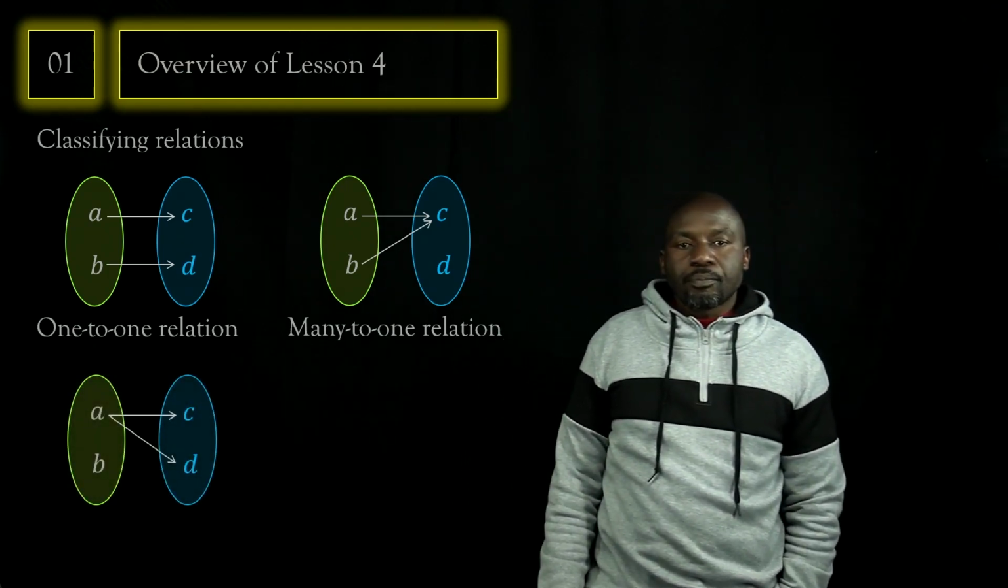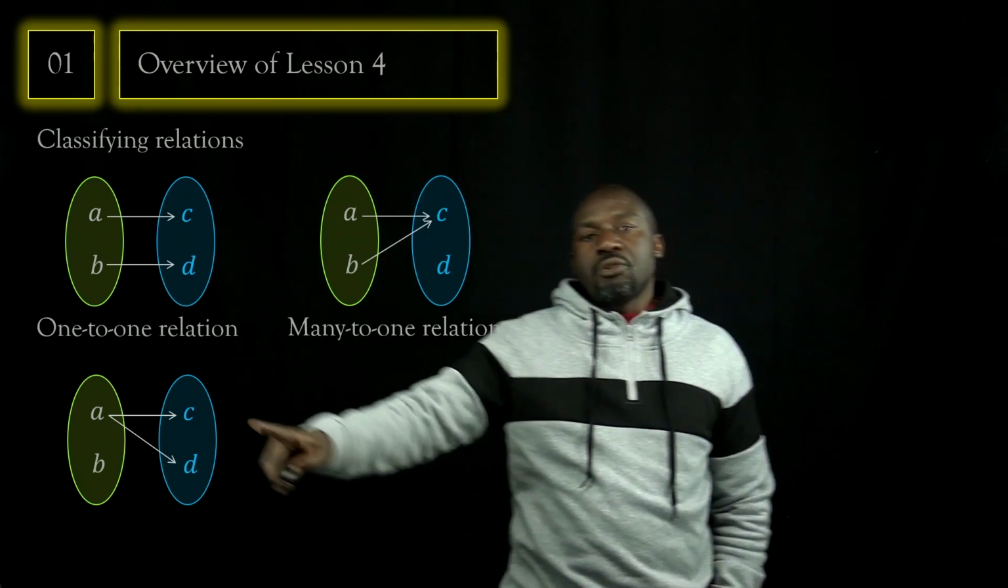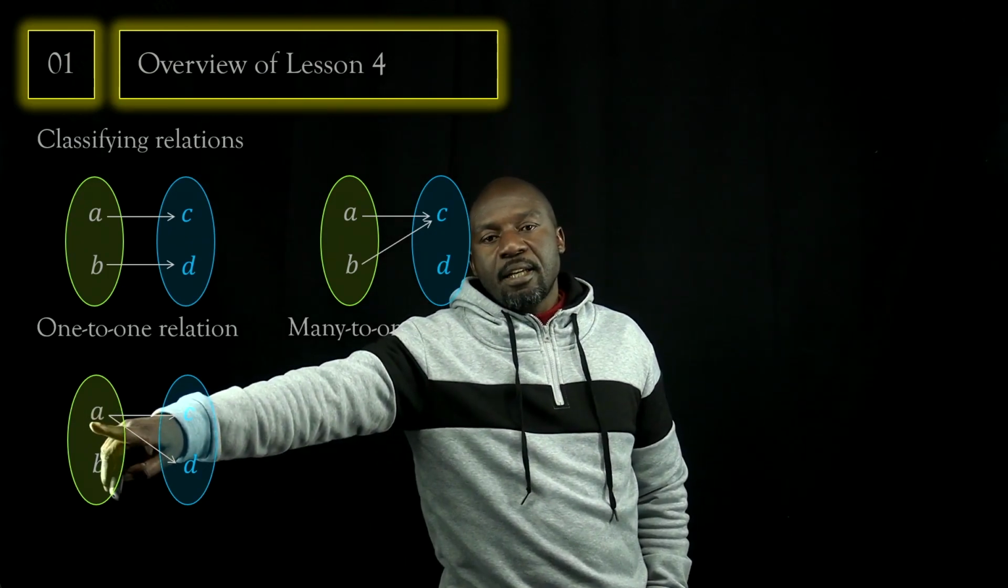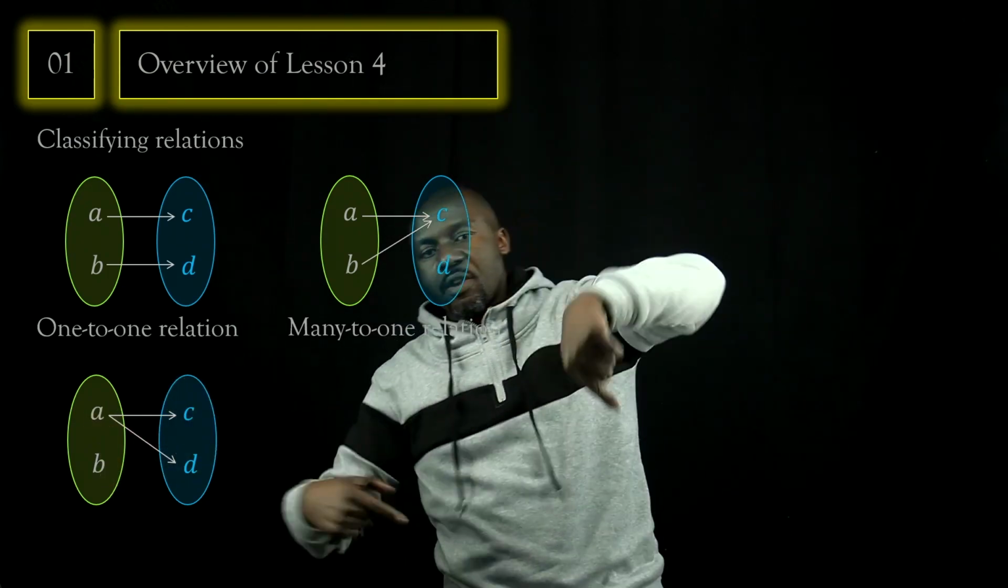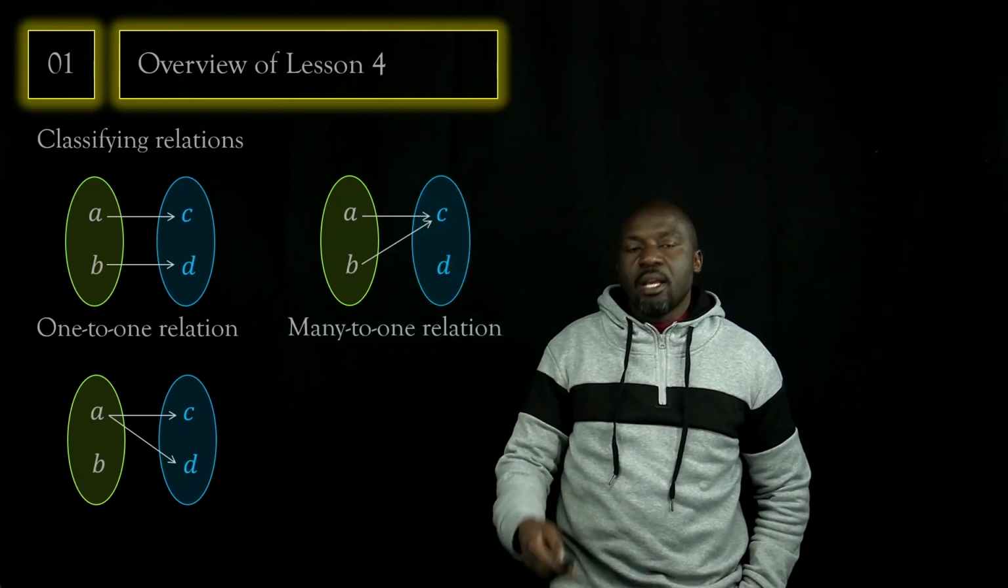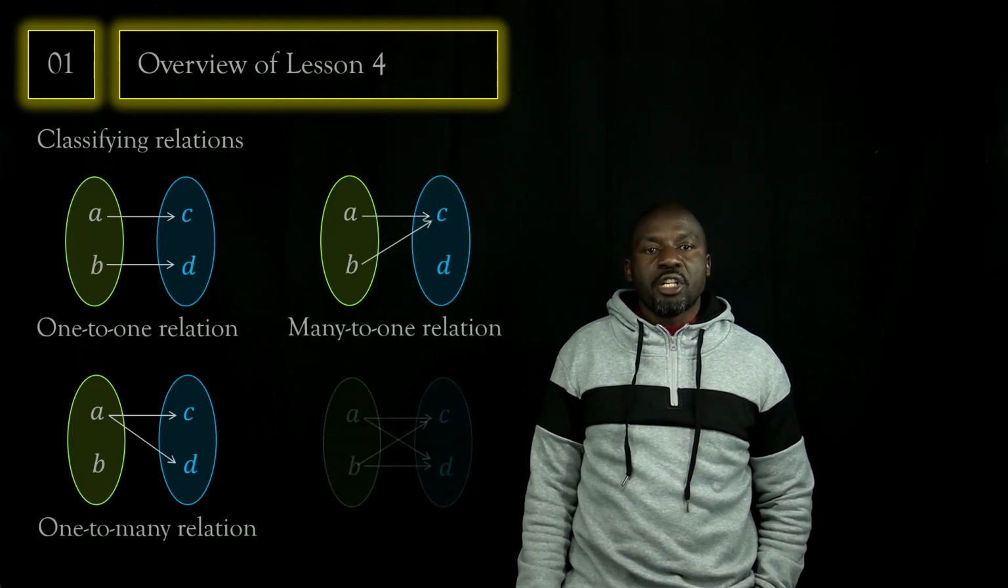Number 3 is what you'd refer to as a one mapping onto more than one. So that is a one-to-many mapping, or a one-to-many relation.